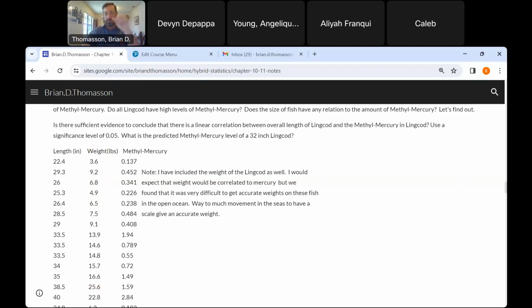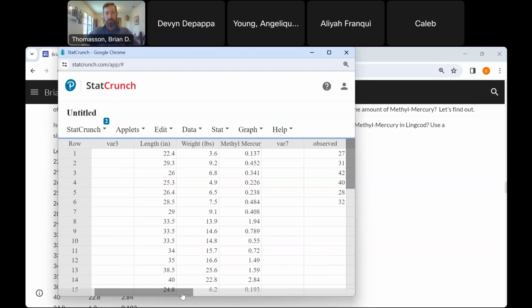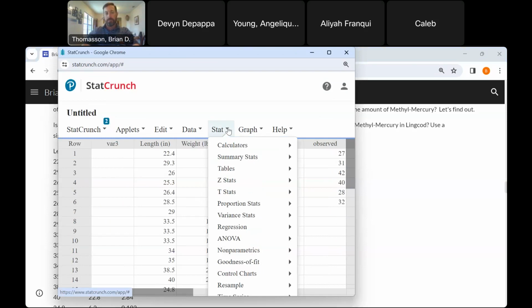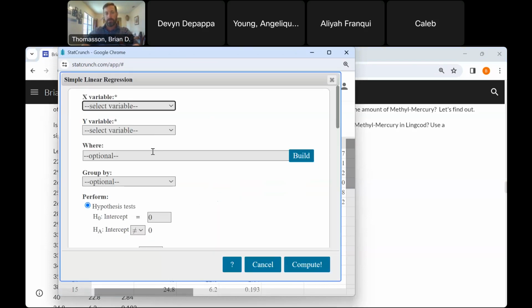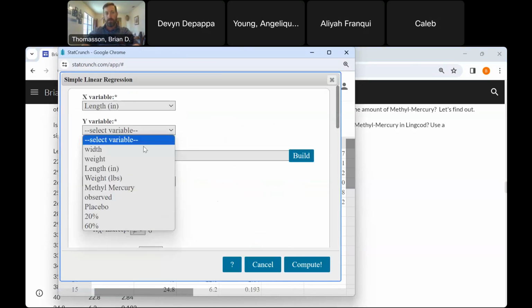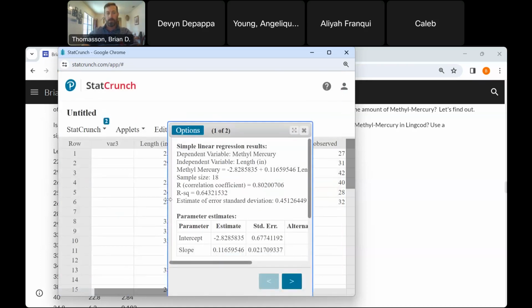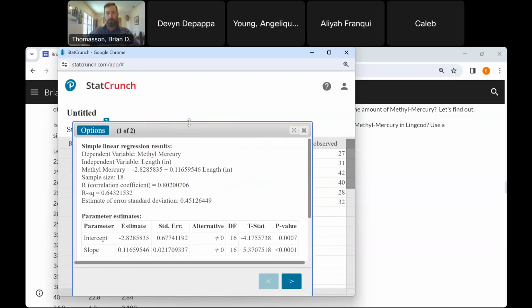All right, so I have these lengths and weights and methylmercury levels of the lingcod here. If we want to see if there's linear correlation between these, we would go under our regression and simple linear. We select that length and our methylmercury. And if we hit compute, let's see what we have.